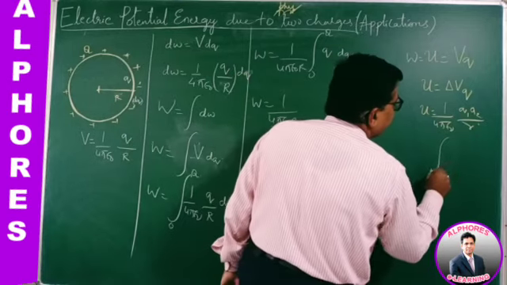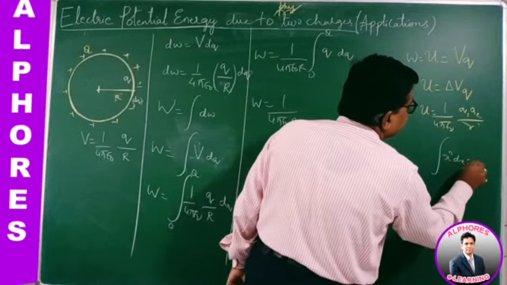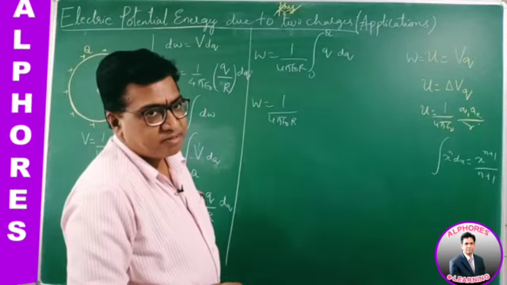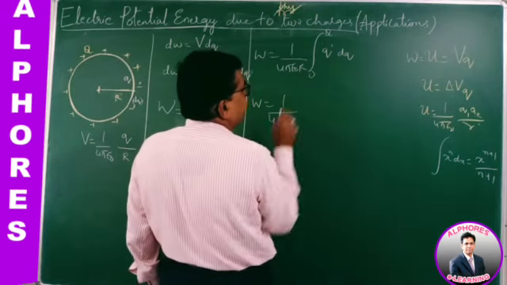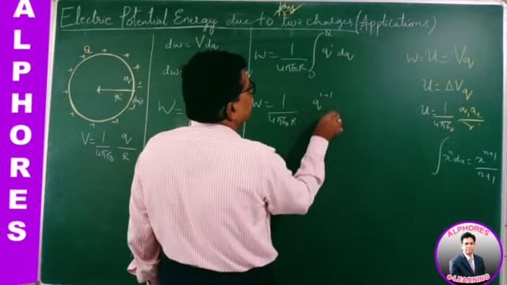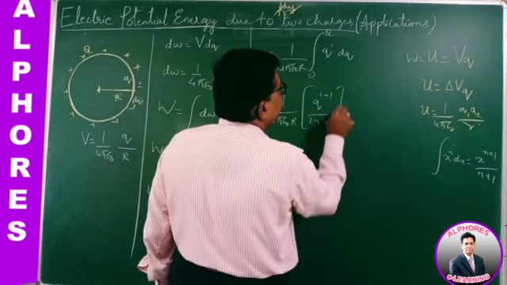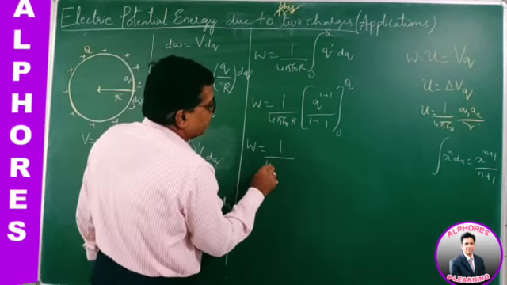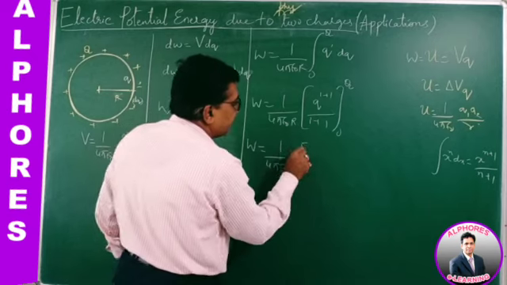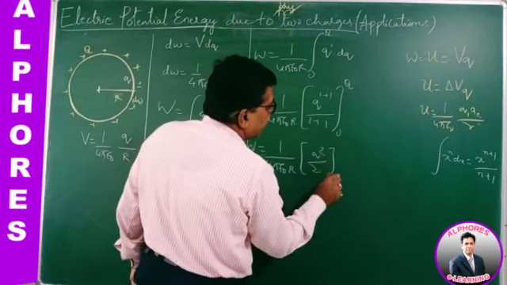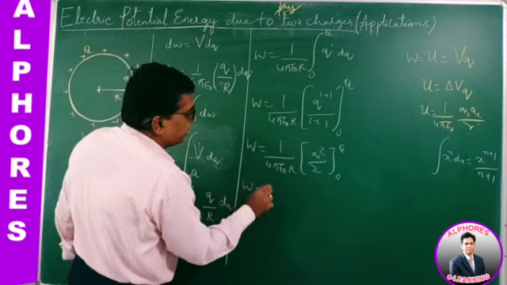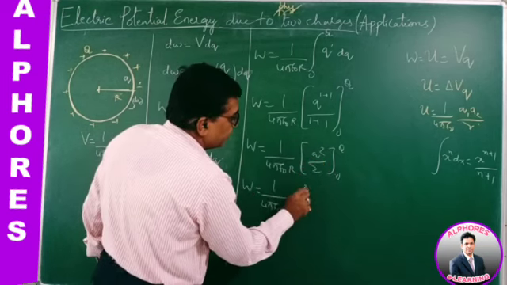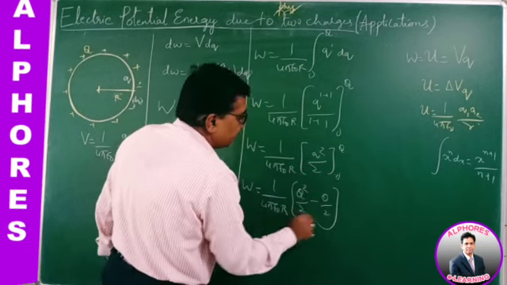We know the integral of x to the power n dx is x to the power n plus 1, divided by n plus 1. So for q to the power 1, it is q to the power 1 plus 1, divided by 1 plus 1, between the limits 0 and capital Q. So the work done W is 1 by 4 pi epsilon naught r, times q squared by 2 from 0 to capital Q. Now substituting, upper limit minus lower limit: q squared by 2 minus 0 by 2. Well, 0 by 2 is 0.